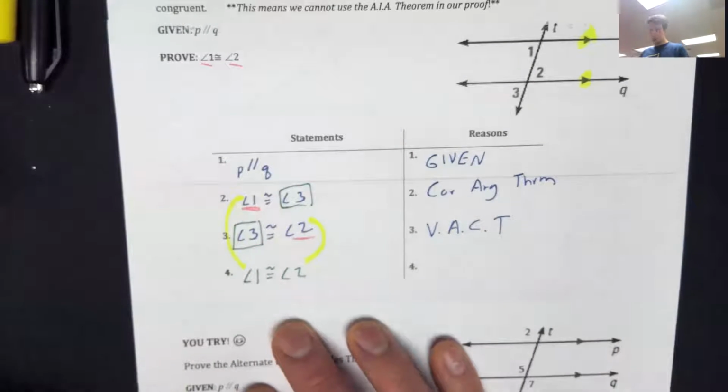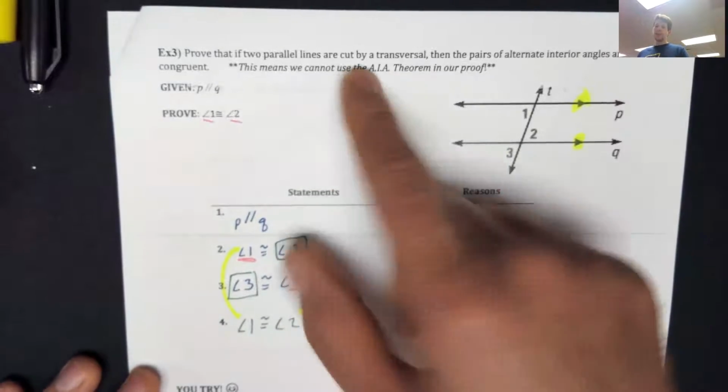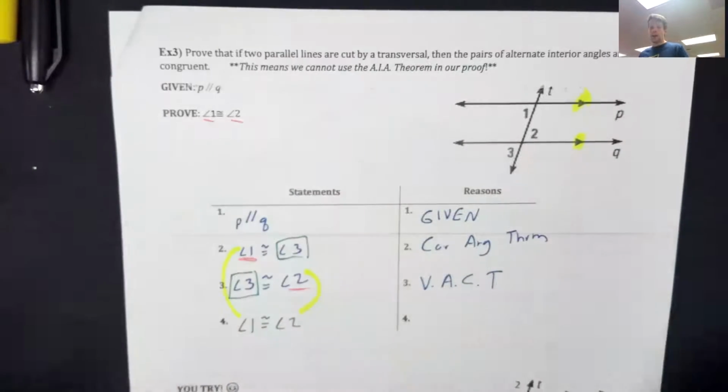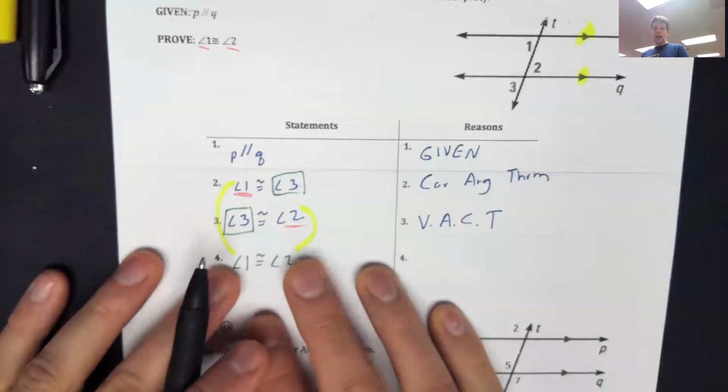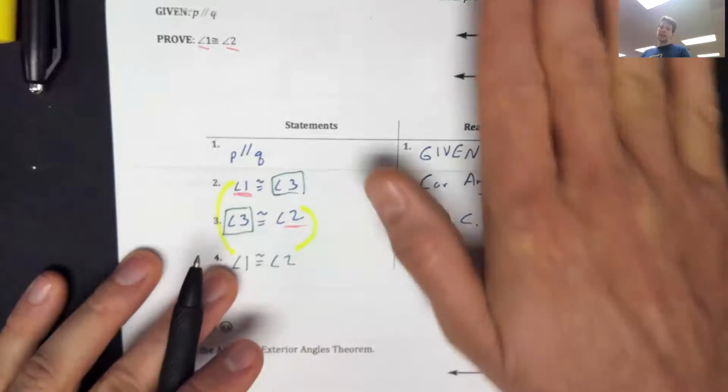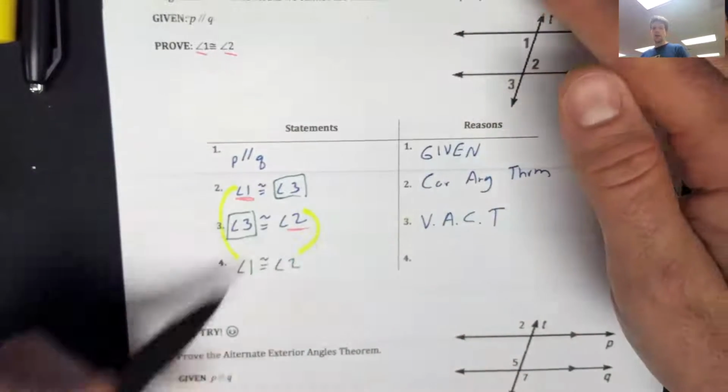What is a great reason? Well, like I said earlier, I would love to say alternate interior angles because that's what they are, but I can't. And so I'm going to need to come up with a great reason. The reason why I get to say that these things are congruent doesn't have to do with the picture. It has to do with what I wrote in the proof.